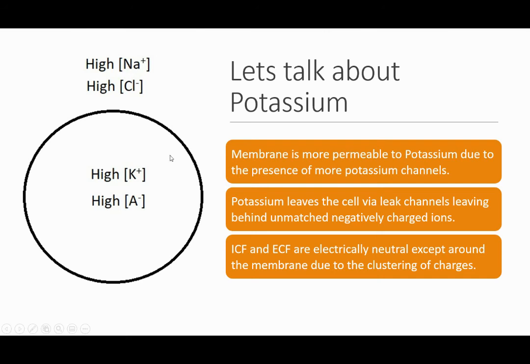Now, because of this clustering of charges around the cell membrane, we end up with a slightly negative membrane potential, and that is that magic number, -70 millivolts. Now, this is really important for us to understand, but it all comes back down to the cell membrane being more permeable to potassium. I want you to go through this video a few times and make sense of it, but this is the fundamental nature of the resting membrane potential.